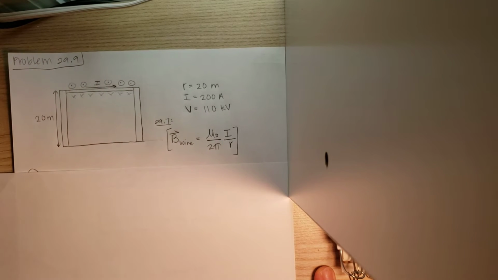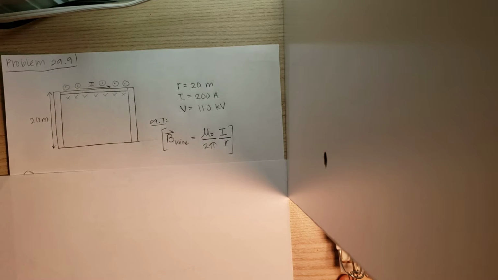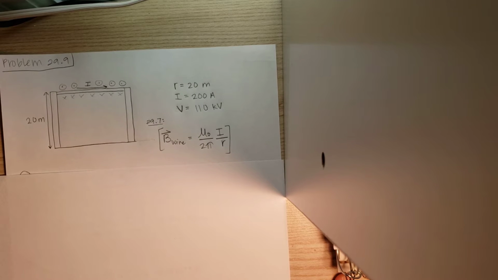So this is problem 29.9 from homework 8, and it states, although the evidence is weak, there has been concern in recent years over possible health effects from the magnetic fields generated by electric transmission lines. A typical high voltage transmission line is 20 meters above ground and carries a 200 amp current at a potential of 110 kilovolts. For part A, they want us to calculate the magnetic field strength on the ground directly under such a transmission line.